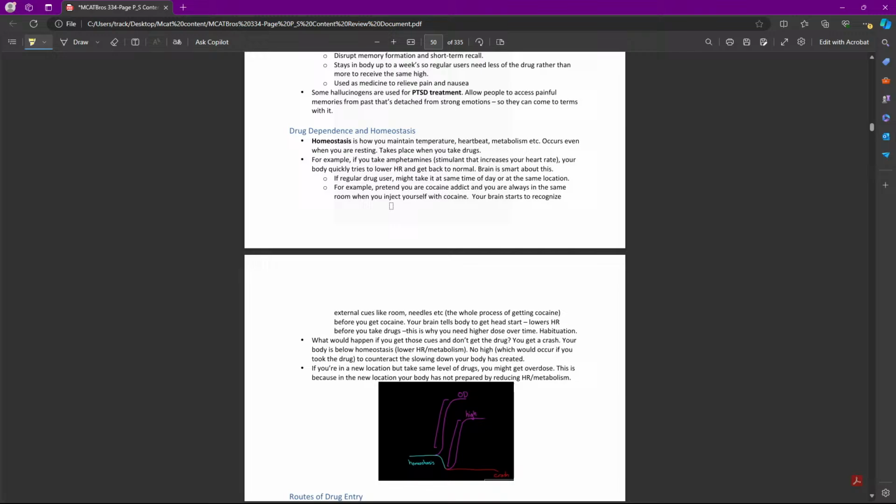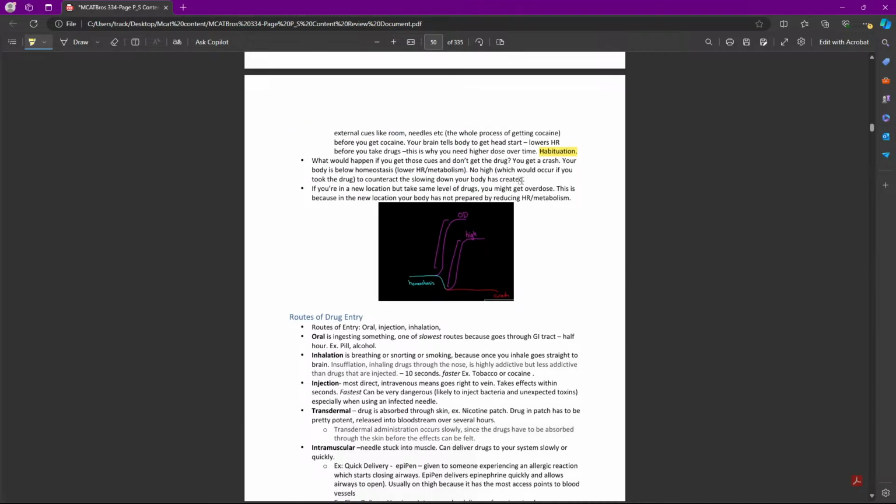For example, pretend you are a cocaine addict and you're always in the same room when you inject yourself with cocaine. You start to recognize external cues like the room and the needle. When you get cocaine, your brain will tell your body to get a head start, lowering heart rate before you take it. Habituation. A classical conditioning term.